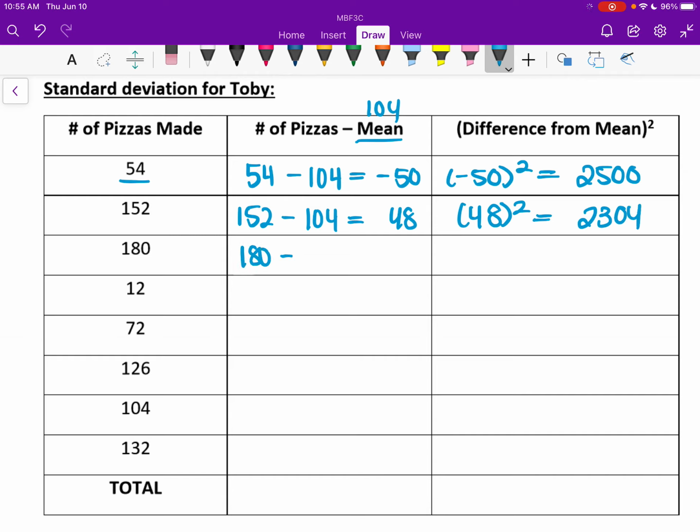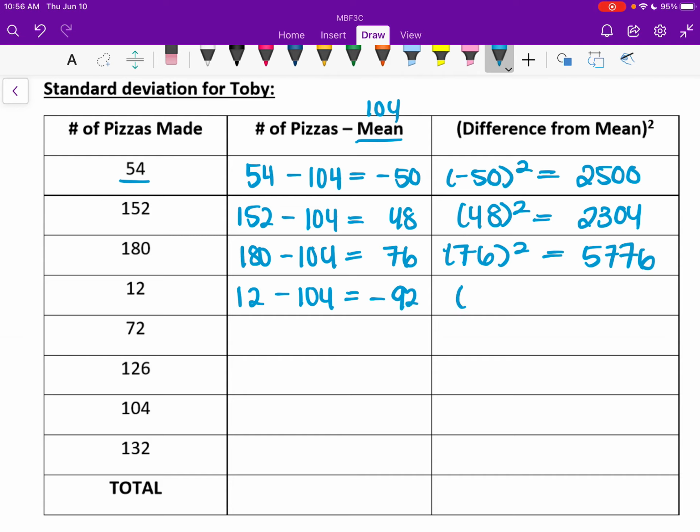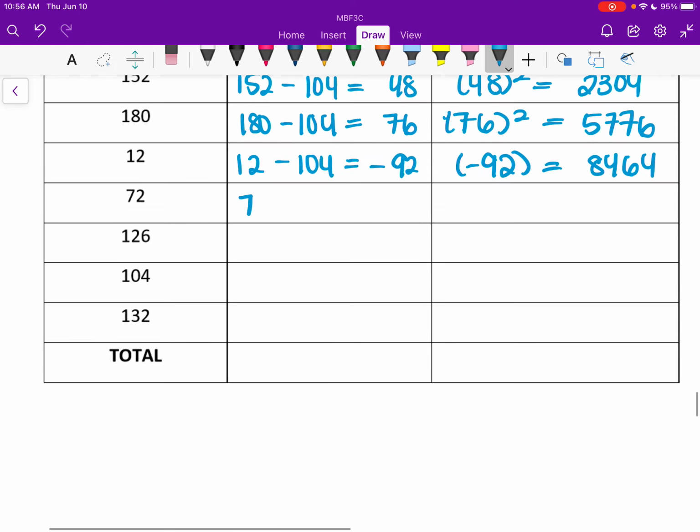180 minus 104 is going to give me 76. I'm just going to continue to do this. 76 squared is equal to 5776, right? Then I'm going to take 12 minus 104, and make sure that you always put your numbers in brackets, otherwise you're going to get negatives. And you shouldn't have any negatives over here, right? So it's going to be 84, 64, right? Then I did 72 minus 104. That gave me negative 32. Then I did negative 32 and I squared it. And I'm just throwing these into my calculator, right?